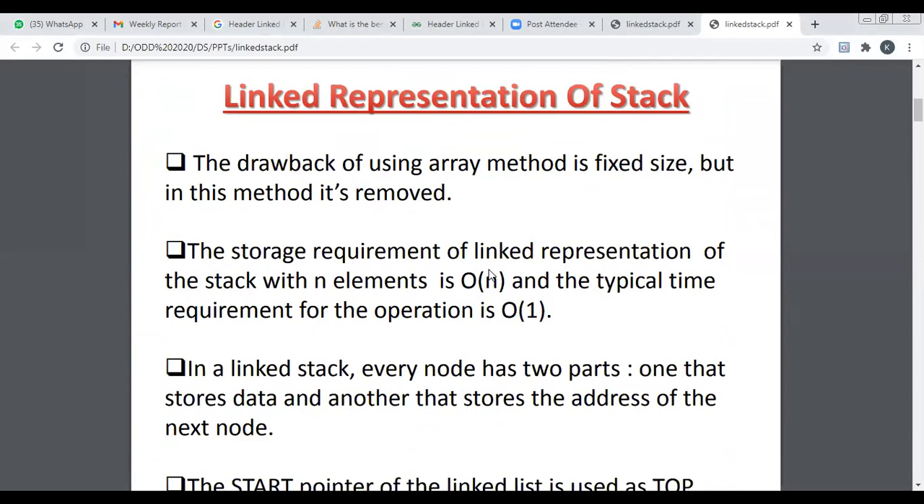Next one is linked representation of stack, which is one of the most important questions.